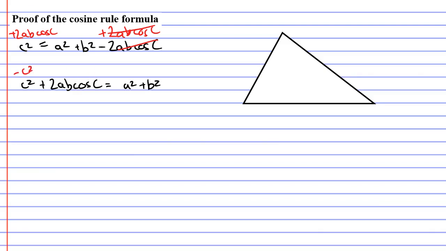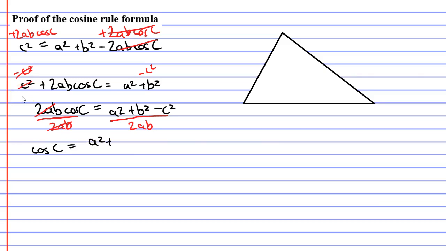Now I'm going to subtract the C squared on both sides, giving me 2AB cos C equals A squared plus B squared minus C squared. And finally, I'm going to divide by 2AB, and I'm just going to leave it as a fraction. This cancels out the 2AB, giving me cos C equals A squared plus B squared minus C squared over 2AB, which gives us the other formula that we use for finding angles. And that concludes our proof of the cosine rule.